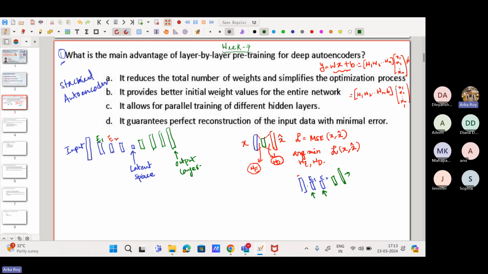So this is basically called the layer-wise pre-training of a stacked autoencoder. Now we have to see what the main advantage is. Let me just give you a glimpse. For example, if you train these layers initially, all these layers are initially trained, so you know the initial estimate of the weights for these particular layers.